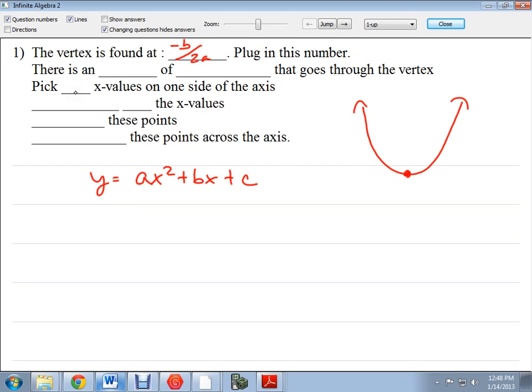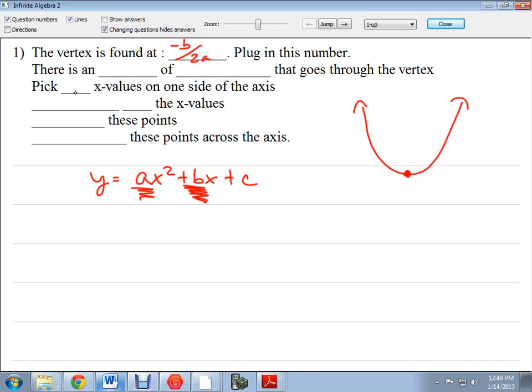So we'd say a negative version of whatever that number is. Right there, it's negative b divided by 2a. So we'd say a negative version of whatever this number is divided by twice whatever that number is. And that'll tell me where the x value of the vertex is. We want to plug that number into the equation.